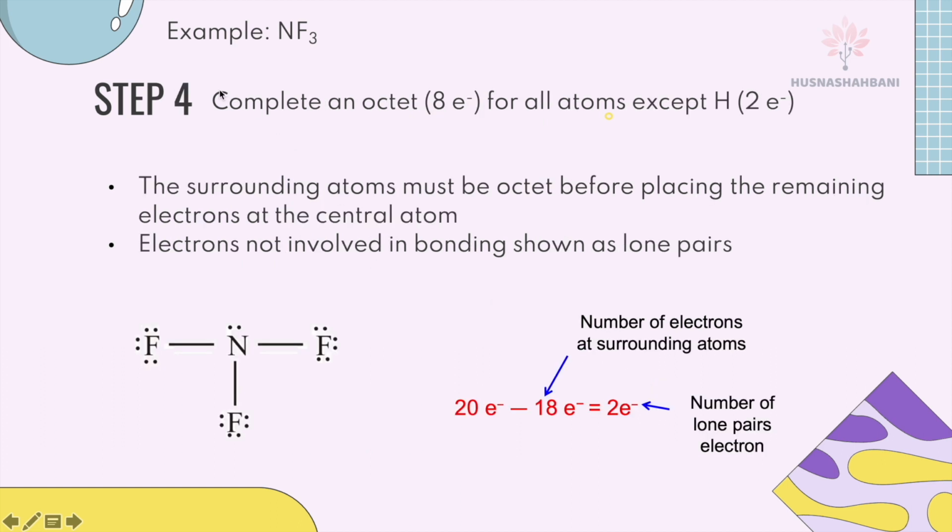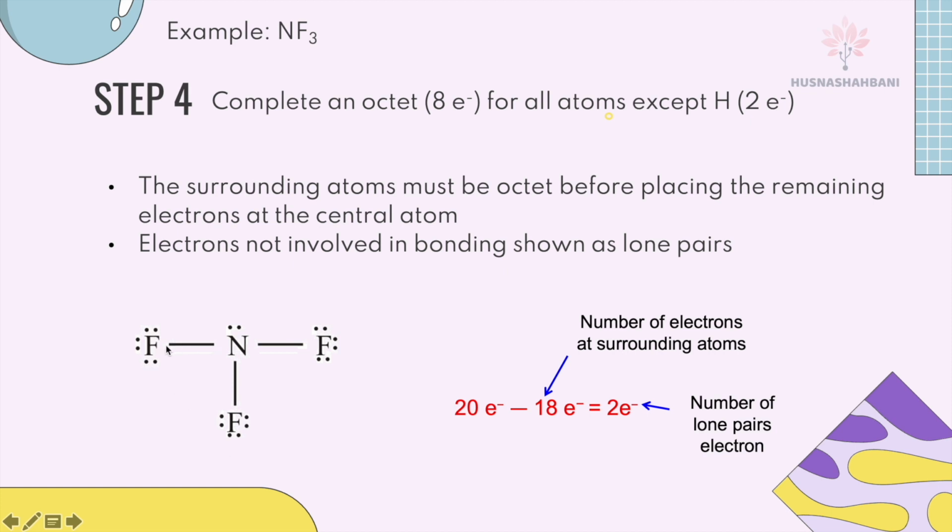For those 20 electrons, use them to complete an octet, 8 electrons for all atoms except H. So you have to put those electrons at the surrounding atoms first before you focus on the central atom. Put all the 20 electrons at the surrounding atoms first before placing the remaining at the central atom. Now we have 20 electrons remaining. Put until all the surrounding atoms achieve octet.